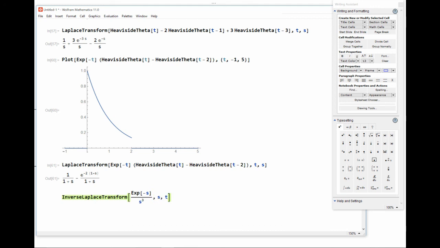Before I evaluate this, let's try to think about what's going to happen. Well, 1 over s cubed would be a Laplace transform that comes from t squared. And e to the minus s means that t would have to be shifted by 1. So it's going to be t minus 1 cubed with some coefficient times the Heaviside function at t minus 1. And that's exactly what happens. Oops, not cubed, squared. Apologize.